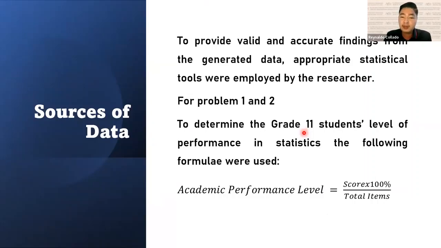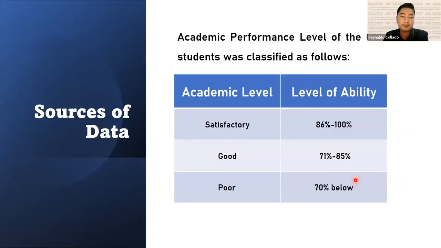Now, the performance level is computed as simply as possible. I just determined their scores divided by the total items multiplied by 100%, and I would be able to gauge their academic performance level based on the results of their pre-test and post-test. And I have devised this table for me to interpret.